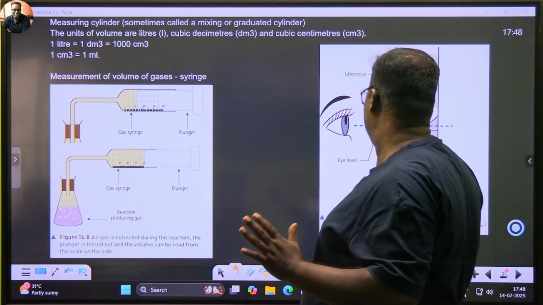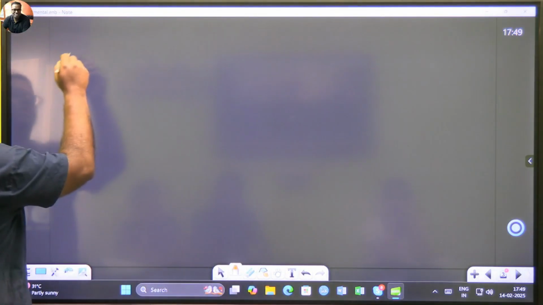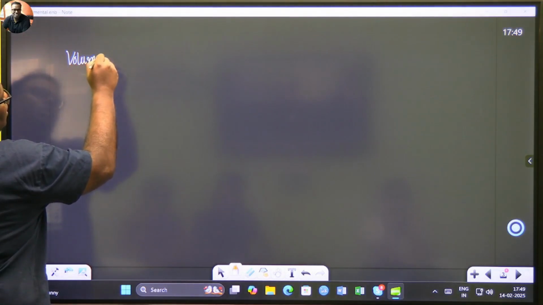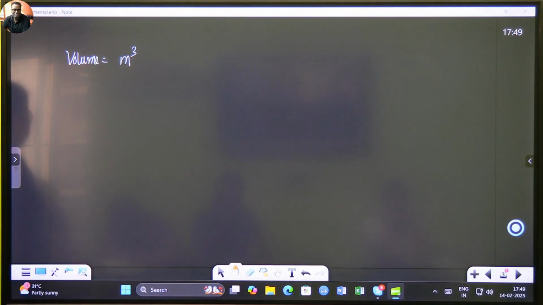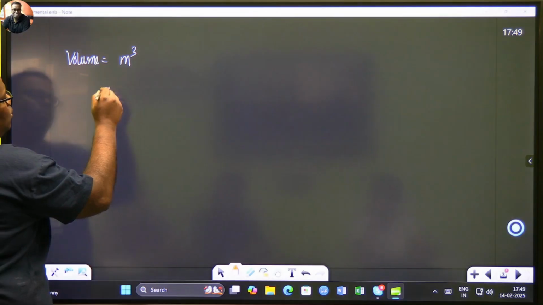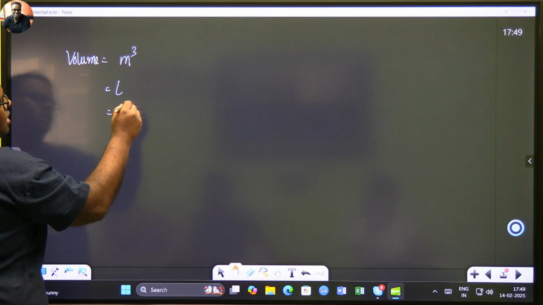So here comes a confusion between us that, sir, what is the difference between centimeters and liters? So let's understand this. Volume, if you have any doubt, is usually measured in meter cube, but in lab we will be using much smaller units. Volume can also be measured in liters, and volume can also be measured in centimeter cube.